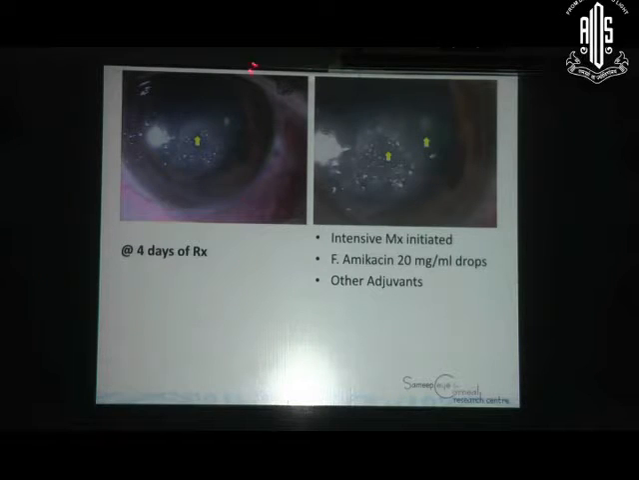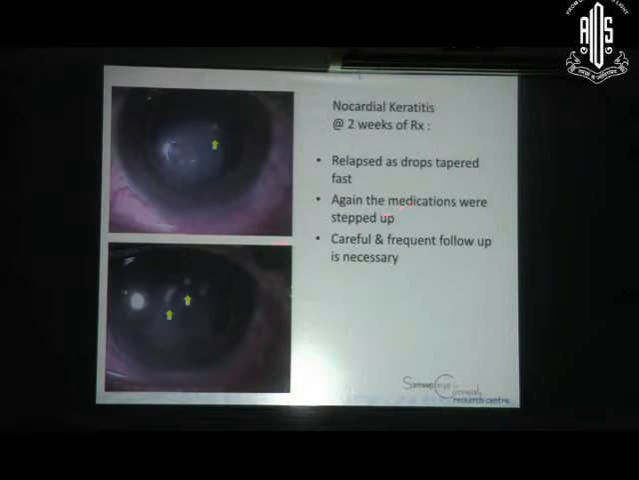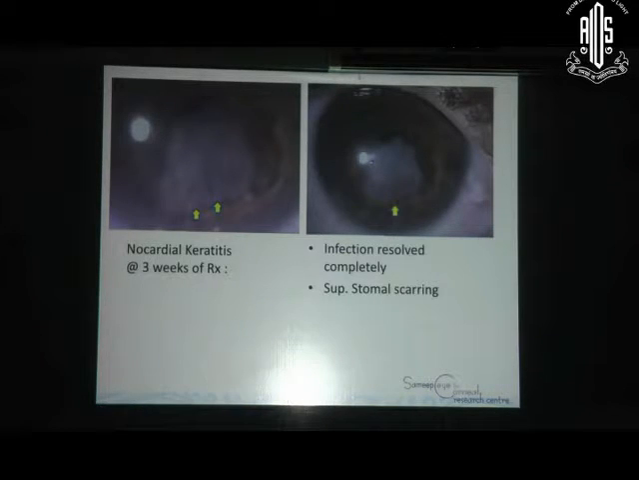This is the clinical picture after 4 days. She was put on intensive medical management with amikacin 20 mg per ml drops, and also put on other adjuvants, as you can see here. But the lesions recurred because we started withdrawing the drops much faster. That's why I brought this up again: it relapsed as the drops were tapered fast. So the message here is you have to be very slow in tapering these drops. Again the medications were stepped up, careful and frequent follow-up was necessary, and finally she resolved with a thin superficial stromal scar.